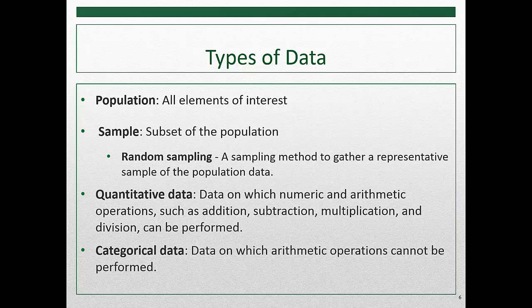And of course, we can also take a random sampling. For example, when we take the census analysis or census data, it is actually random sampling, a sampling method to gather a representative sample of the population.